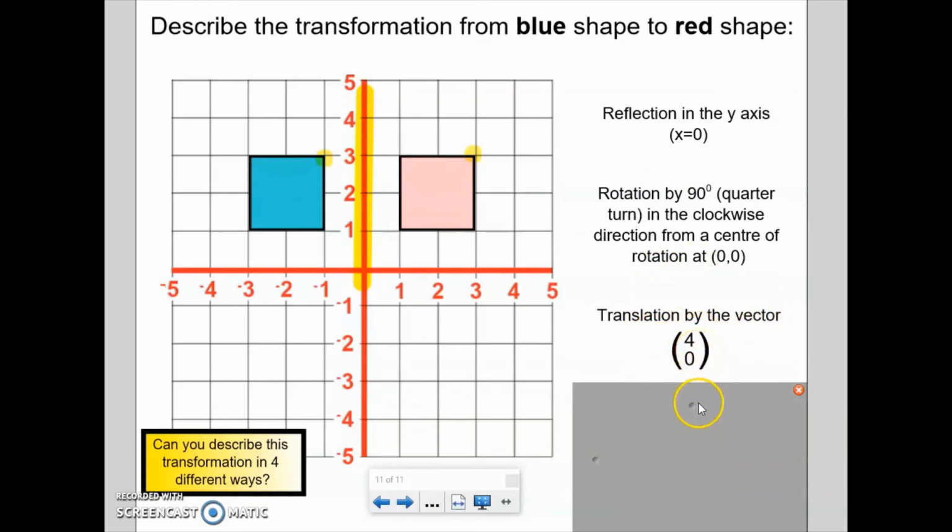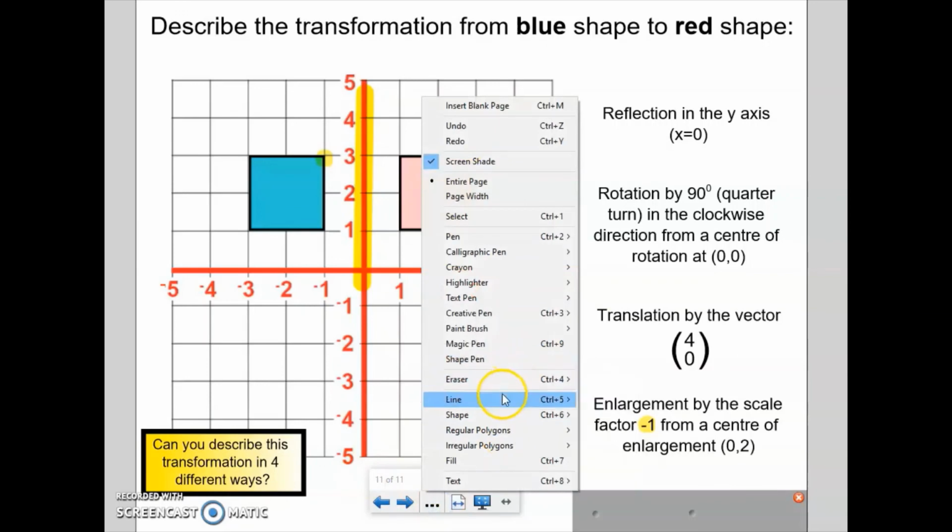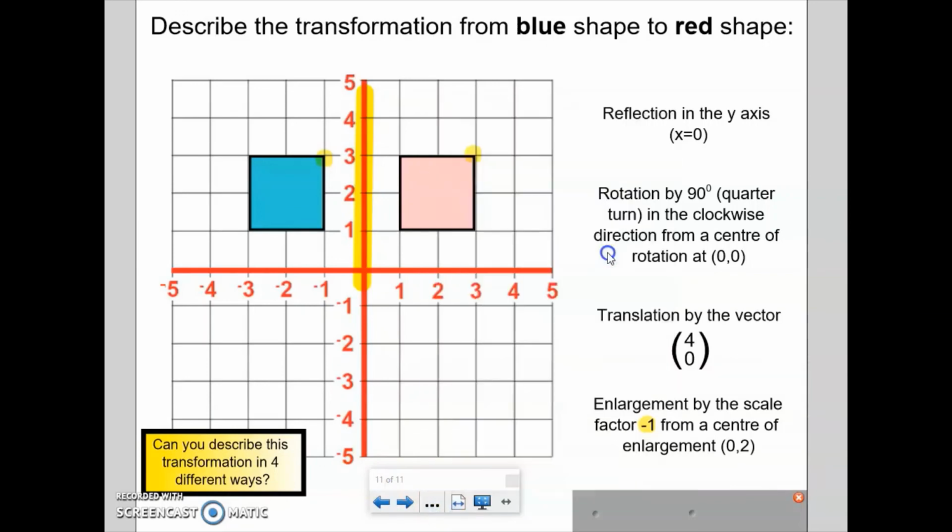And the difficult one to identify is that we could also have stated that this was an enlargement by the scale factor -1 from a center of enlargement of 0, 2. So if I was to say my center of enlargement was here, and if I was to draw on some straight lines, remember we're dealing with a negative enlargement in my justification here. So you come out the opposite side of your center of enlargement.